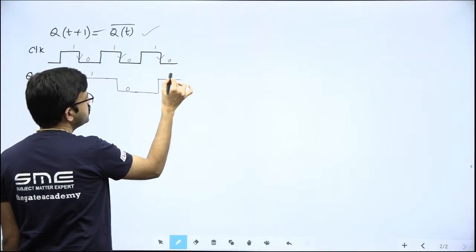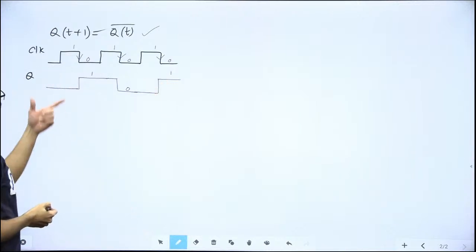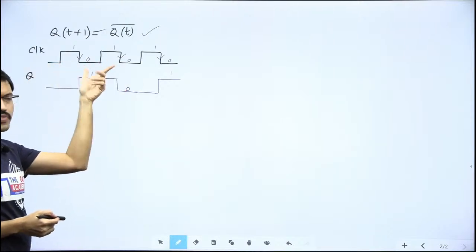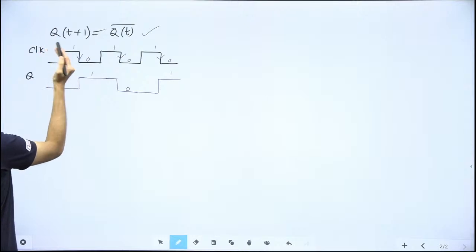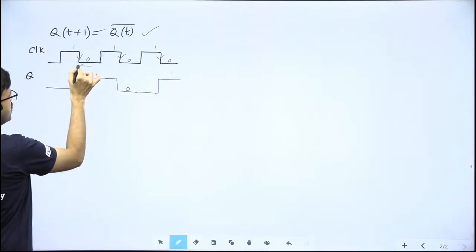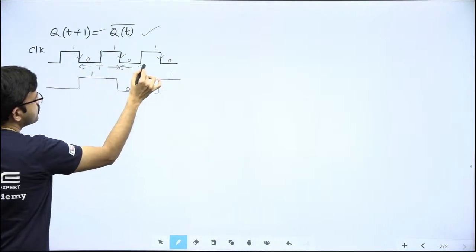So here in this case it will become 1. Now if you carefully observe this clock signal waveform, it is a periodic square waveform. Time period is nothing but rising edge to rising edge or falling edge to falling edge, both are the same, right. So this is one time period, and this is another time period.